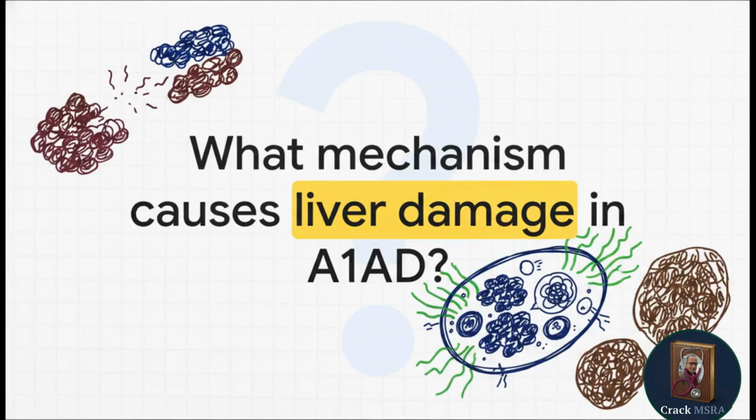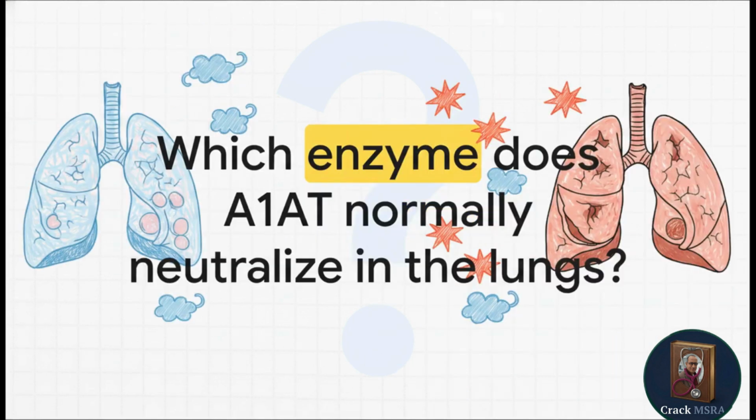Question 5. What is the underlying cellular mechanism causing the liver damage in this disease? Think back to that dual hit slide. It's the buildup of polymerized, sticky mutant proteins inside the endoplasmic reticulum of hepatocytes. It is a toxic gain of function. Question 6. Which specific protease enzyme is normally neutralized by A1AT in the lungs to stop elastin degradation? It's neutrophil elastase. Without A1AT, that elastase just runs completely wild.